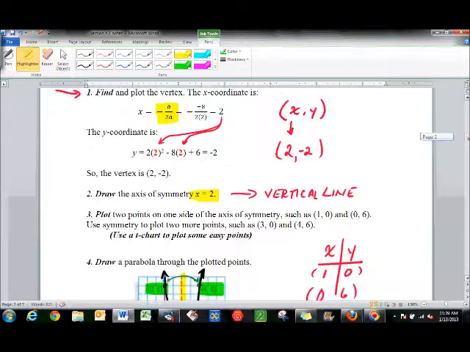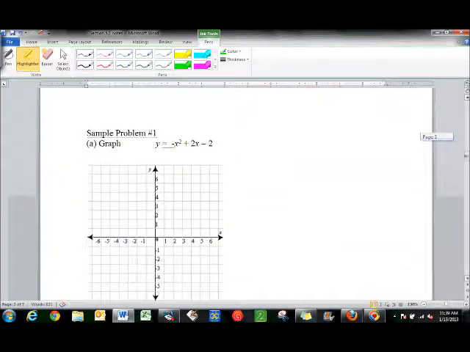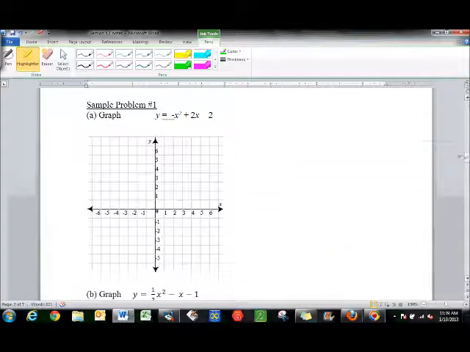So what I would like you to do at this point is to go ahead and pause the video and use the previous example to help you graph sample problem number 1, and then if you would like, you can watch me work sample problem number 1 part A before you move on to sample problem 1 part B. But go ahead and stop the video at this point and graph either or both of these, and then watch the solutions after you finish that.